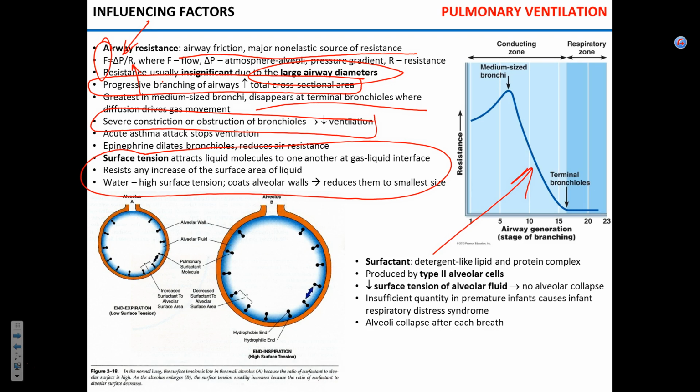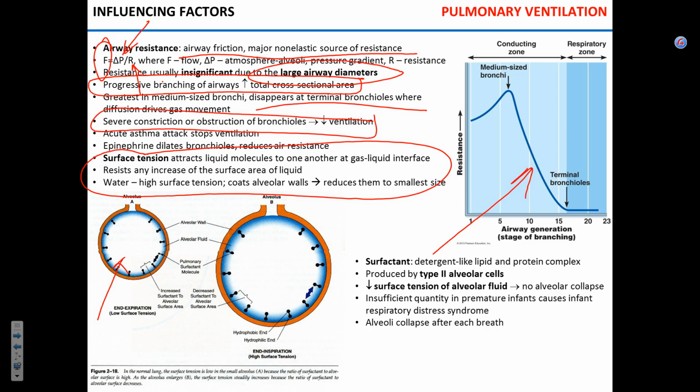When you try to blow a bubble and you expand it, the water molecules move away from each other, and they immediately tend to go back, which leads to the collapse of the bubble. So fluid in the alveoli, the water basically, tends to resist expansion and tends to collapse alveoli. Does that make sense? Okay, we good?